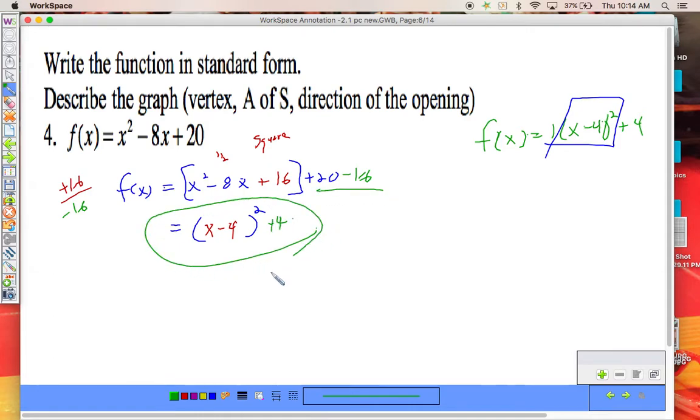And there's the same equation we got on the other page. And then from there, you take out your information, the opposite of this. Vertex is 4, 4. That means my axis of symmetry is x equals 4. And because it's positive, it opens up.